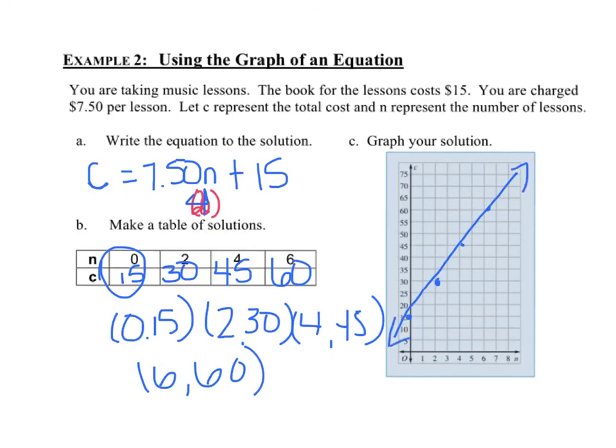All right, so we took a look at how we could use graphs of an equation and how we can write the solutions to the equation and how we can make a table and graph our solutions.